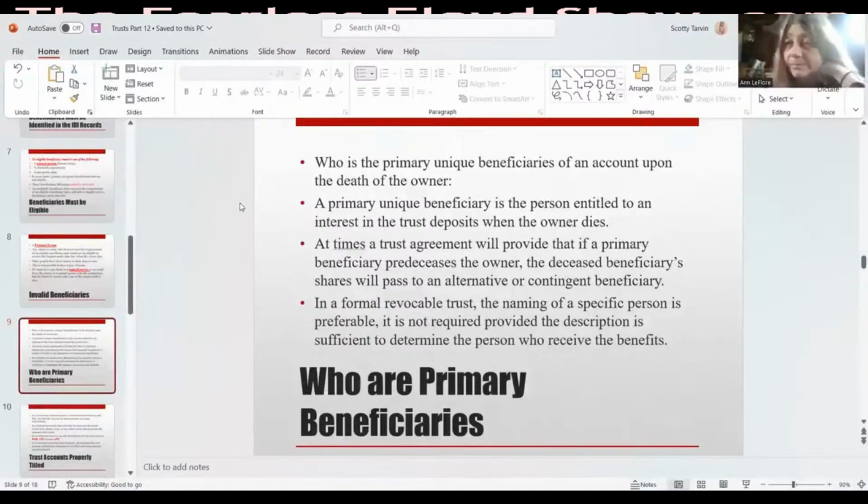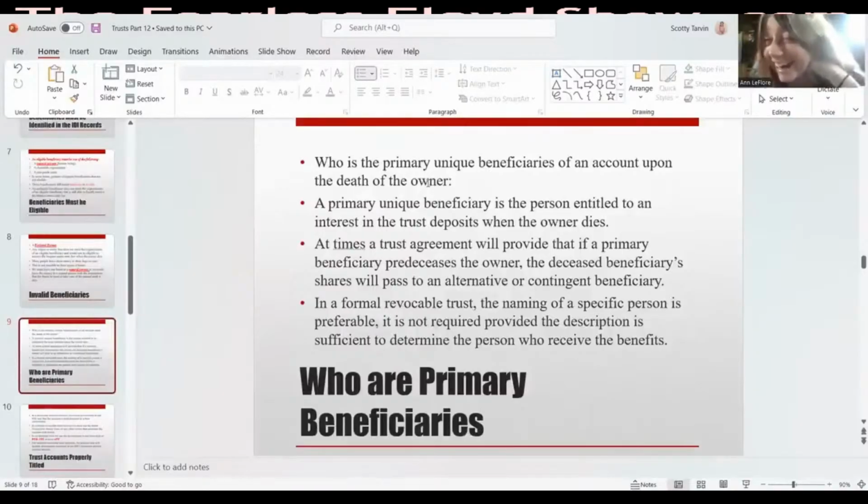Okay, I'm going to say that again. A primary beneficiary is the person entitled to an interest in the trust deposits when the owner dies. Boy, that's a tongue twister. Is that a mouthful? Yeah, a primary unique beneficiary. Yeah, to get that out.